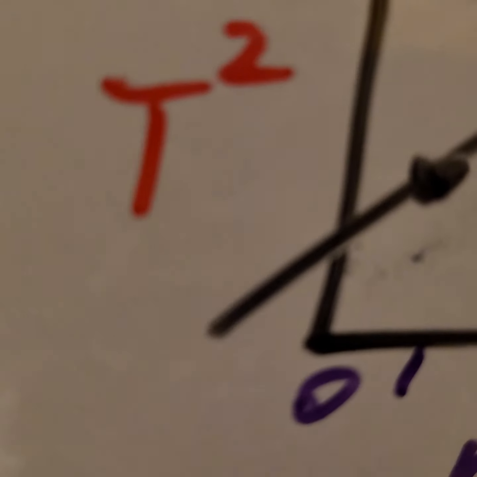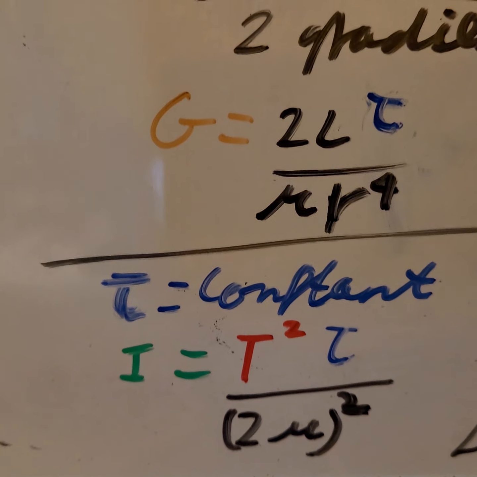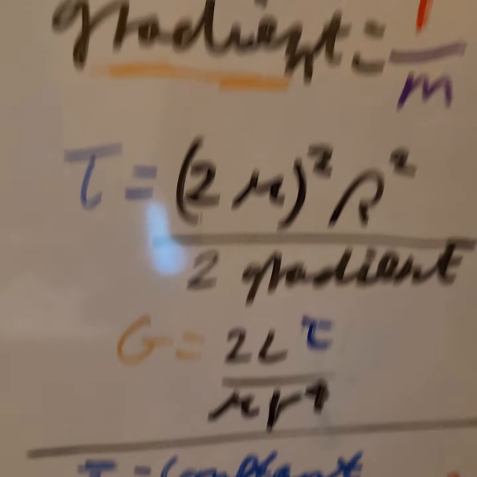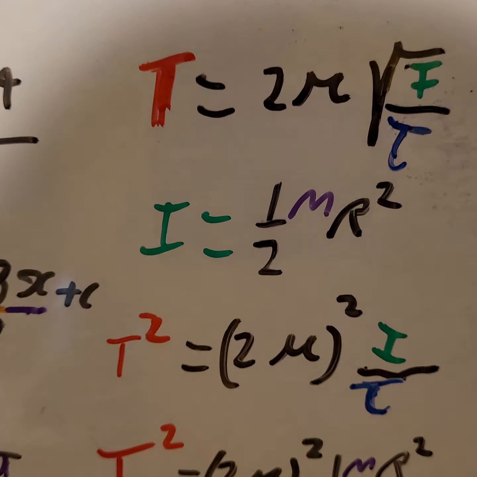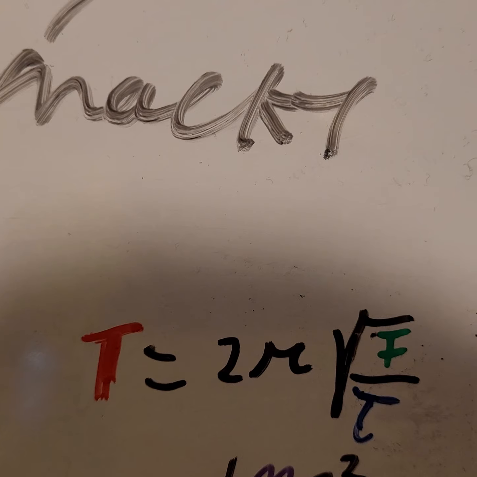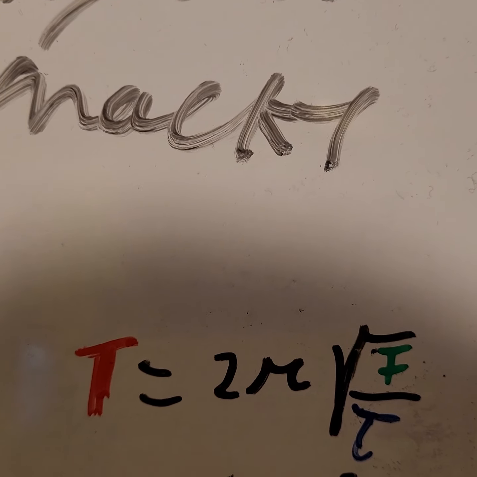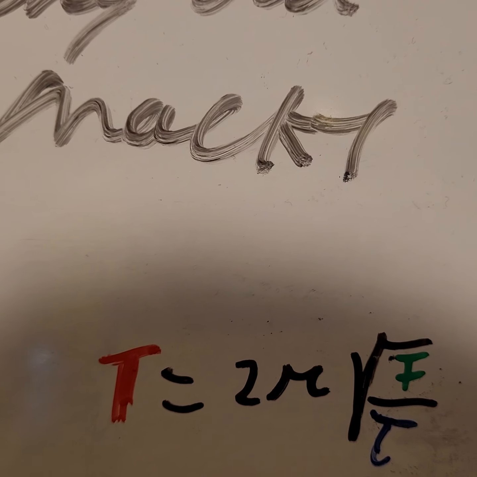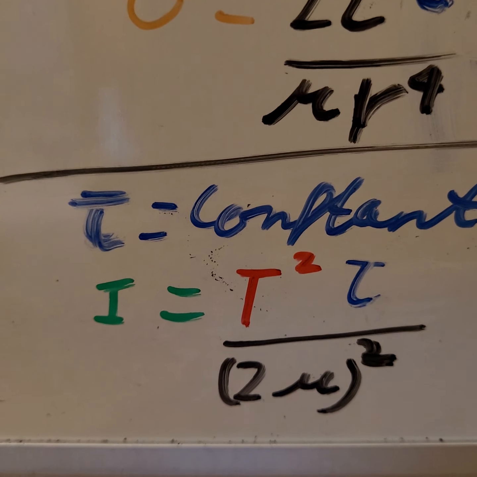So T squared here, if you take that value and rearrange for I using this equation. If you're wondering where I got this equation from, look at it carefully and you might realize it's basically this, once again rearranged. You don't even have to rearrange it that much. Just do T squared, and you'll end up with T squared is equal to (2 pi) squared multiplied by I over tau, and you can just rearrange that and you will end up with this.